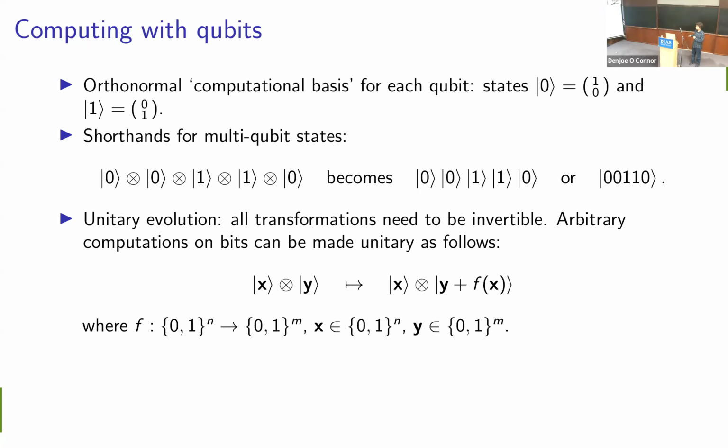And so we just use the addition of these binary numbers over here to add the result of our function to whatever value was already there. And so this is now an invertible transformation, because if, instead of a plus here, we set it up with a minus, then we can undo the transformation that we just did.